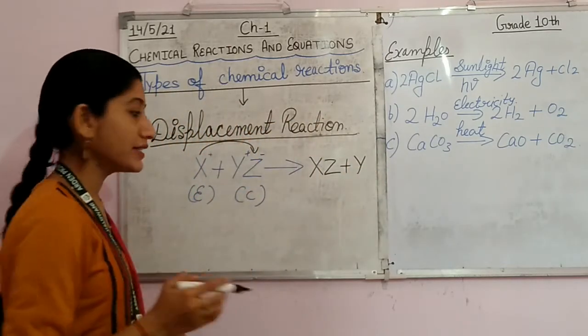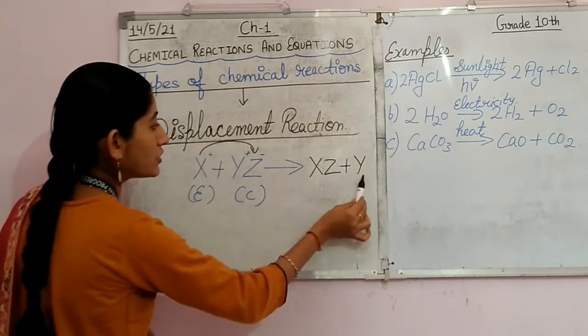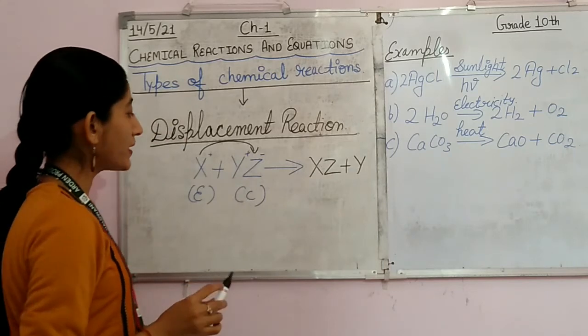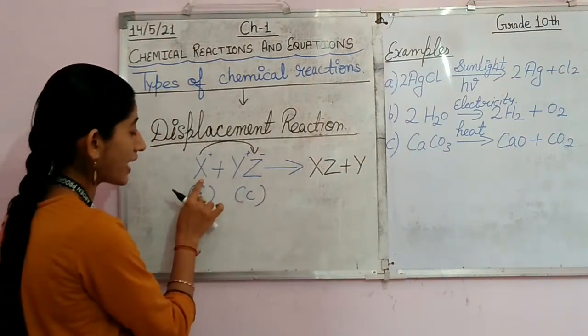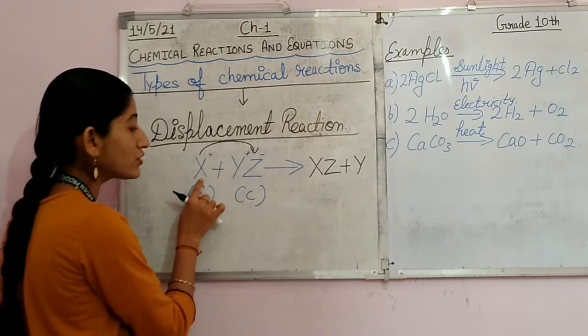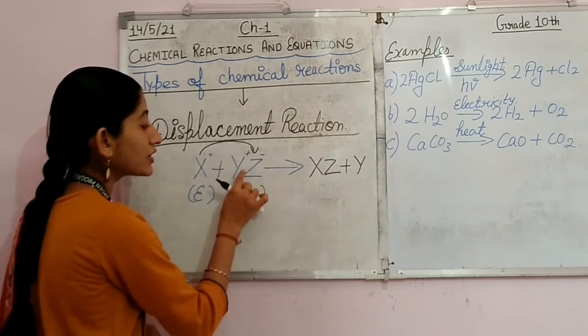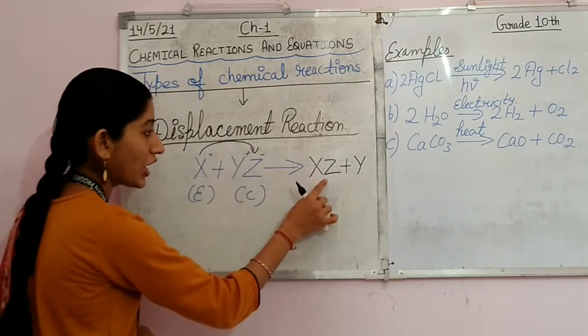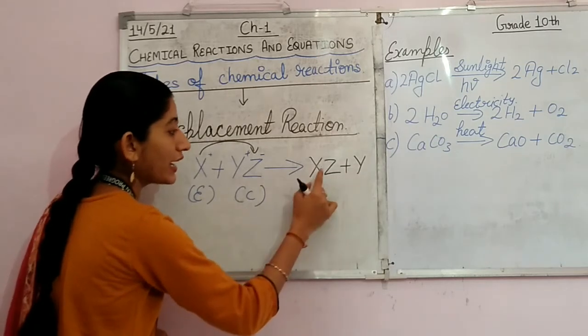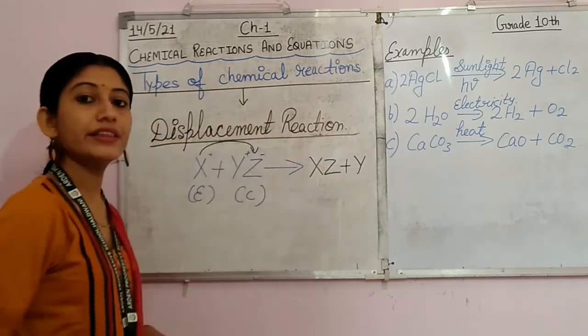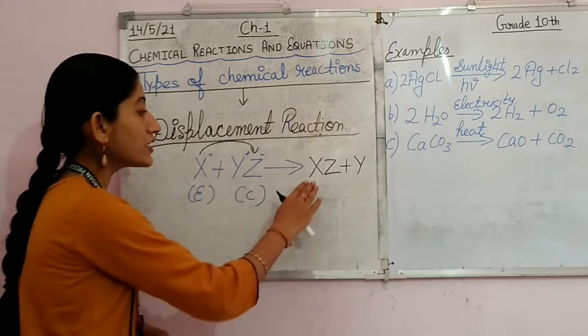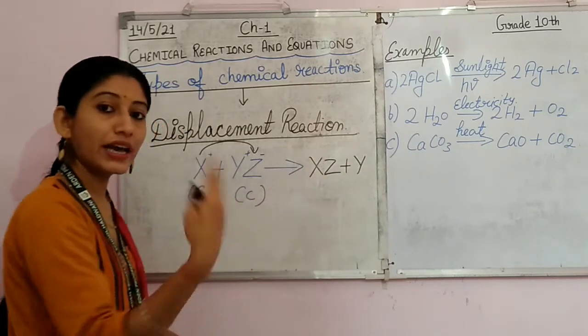It will come like this, XZ plus Y. Now what is this XZ plus Y? This X is a more reactive element, so it has taken this Z with it, or it has displaced Y and taken the place of Y. In this way also you can see. So this is our displacement reaction.